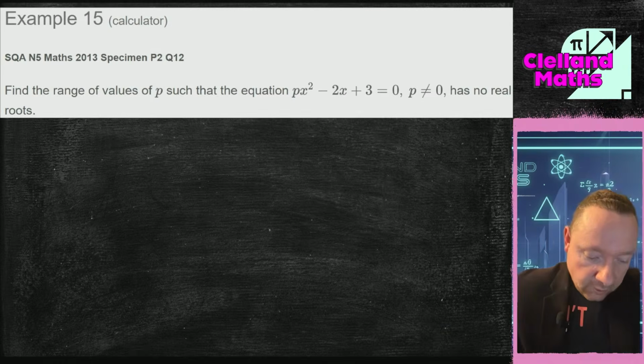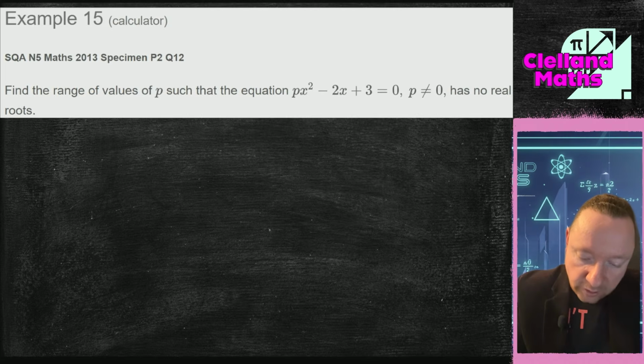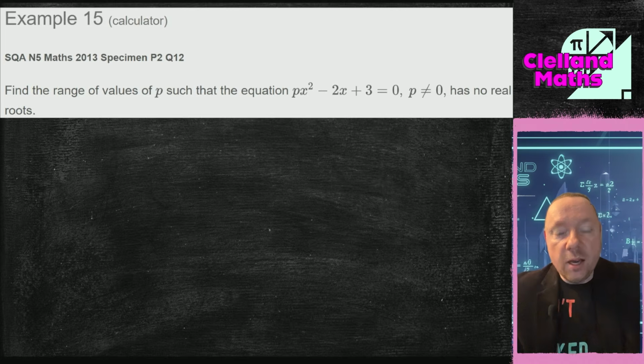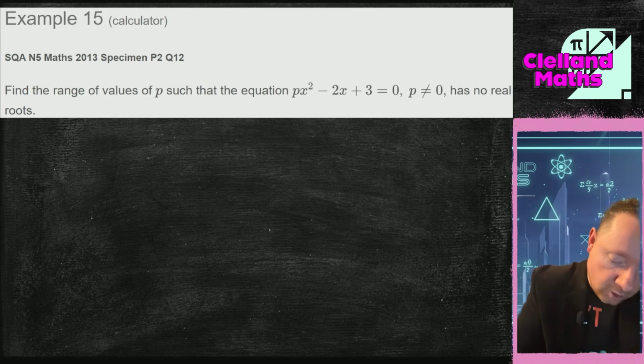Example 15, SQA National 5 Maths 2013, specimen paper 2, question 12. Find the range of values of p such that the equation px squared minus 2x plus 3 equals 0, where p doesn't equal 0, has no real roots. I think it's quite a hard question. It was in a specimen paper, so it could technically come up, but I think it would be grade A if it did. Let's just walk through it.